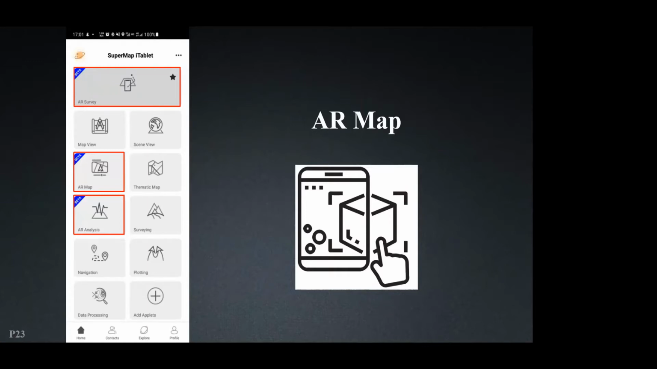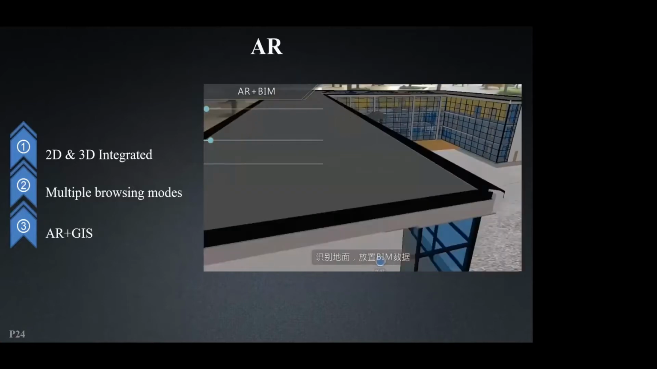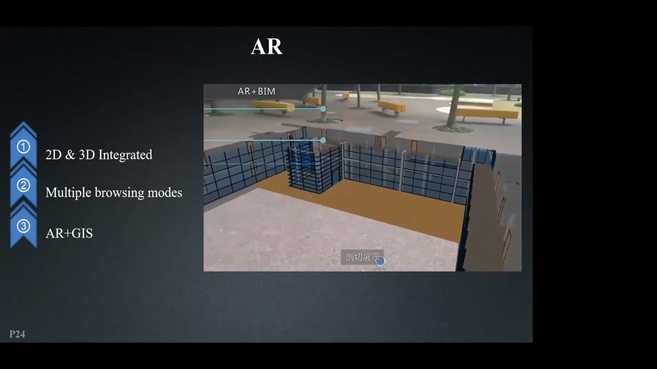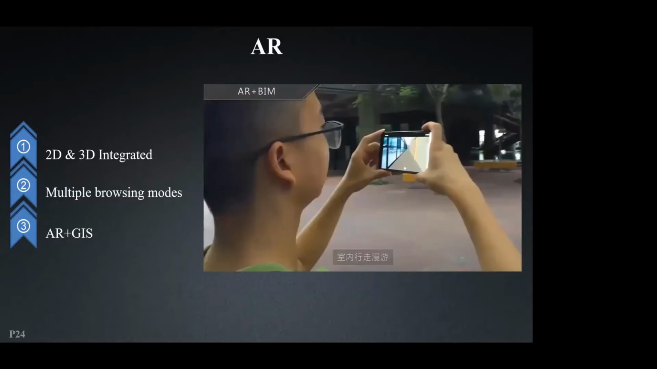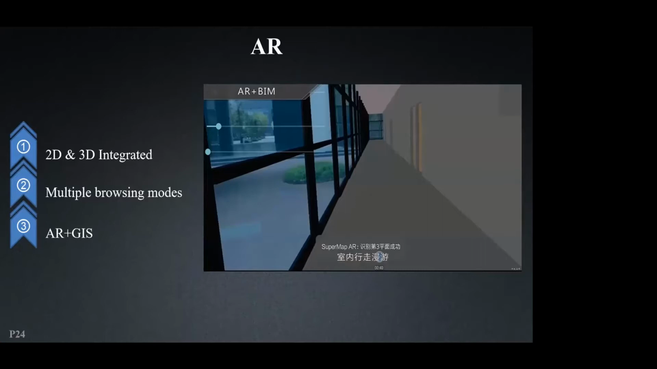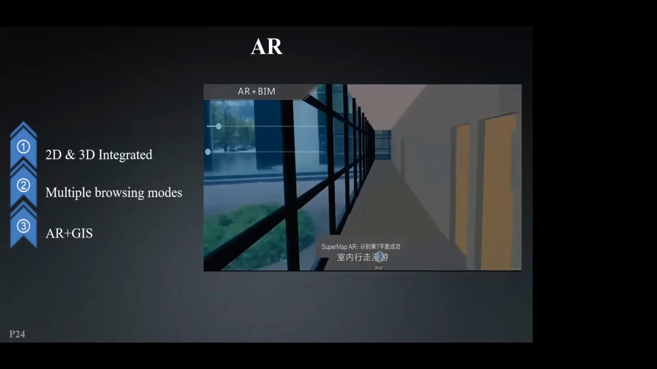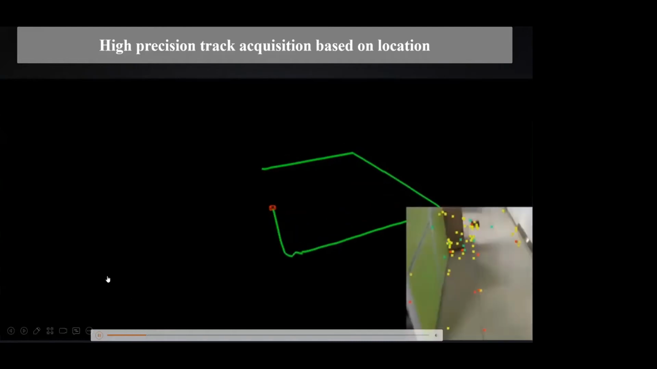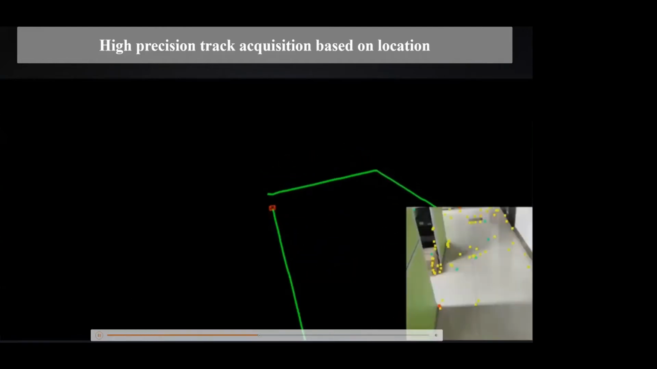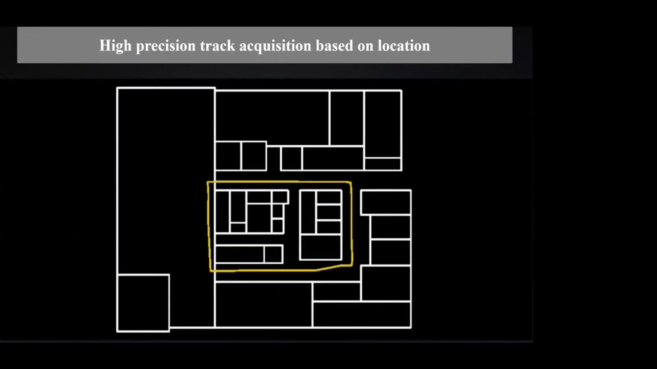Here, let's take a look at an example. This displays the BIM data through AR, and you can see the buildings at real size. Then you can walk into the buildings. Also with AR technology, we can collect data with tracking, so it is easy for you to get the indoor data.